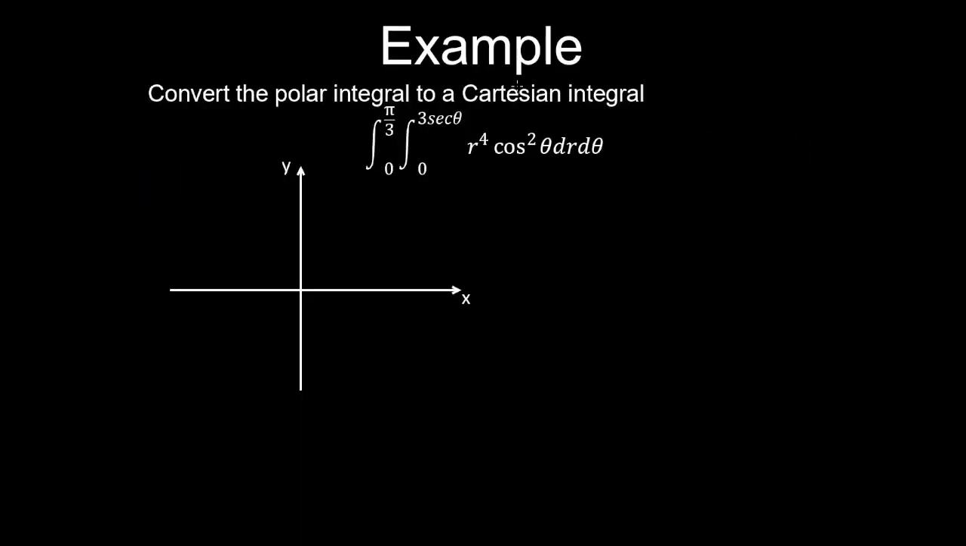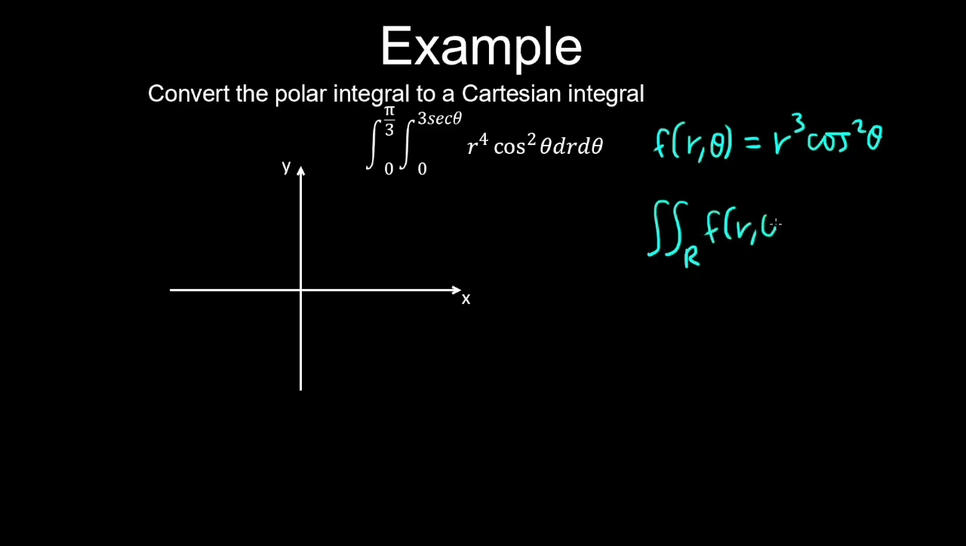Convert the polar integral to a Cartesian integral. So here we have f as a function of r and theta being equal to r cubed by cosine squared theta. So noting the polar form of the double integral is the integral of the function multiplied by r over r and theta. Now in this case, we're integrating from r equals 0 to r is equal to 3 sec theta, or 3 on cosine theta.